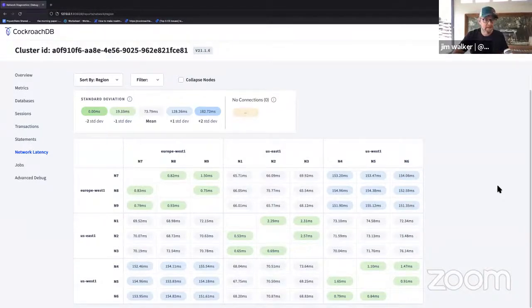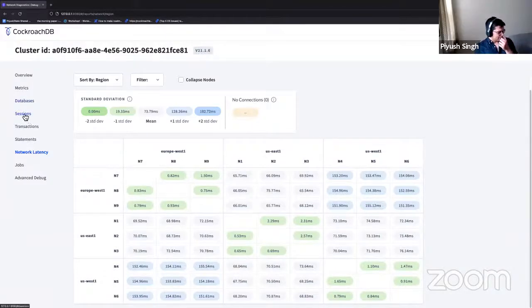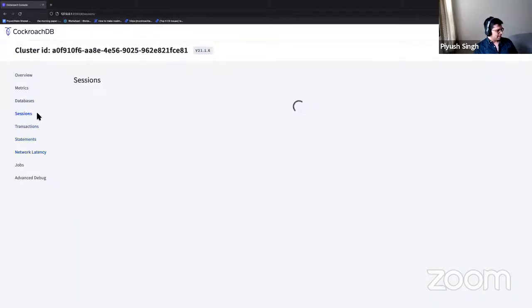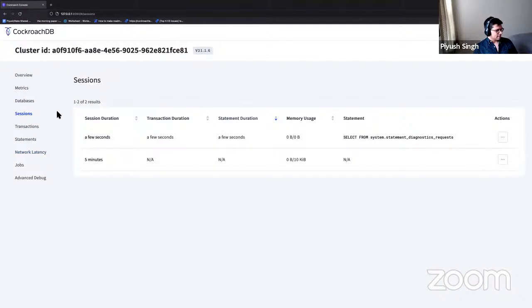And so we actually have a bunch of tools that allow us to look into queries as well, Piyush, right? I guess it's right here, right? Statements and, exactly. So we have a couple of pages. So we have sessions, transactions, and statements. So right now, I don't think there's a workload running against this cluster. So you're probably not going to see much in here as of right now.